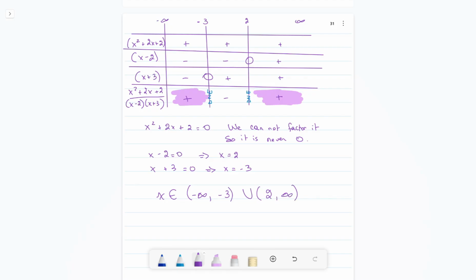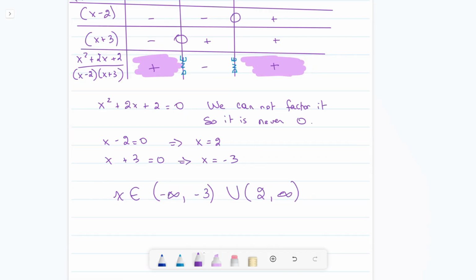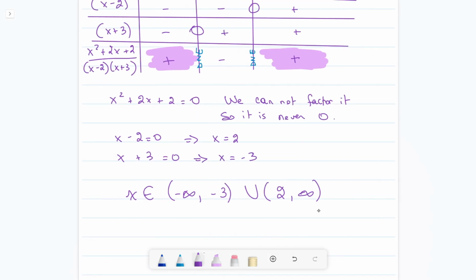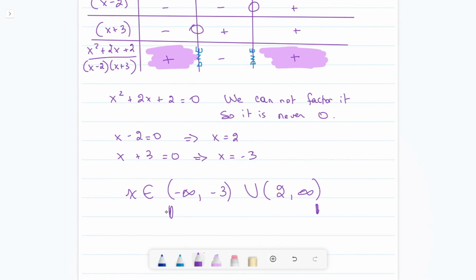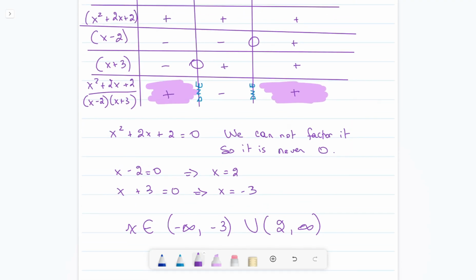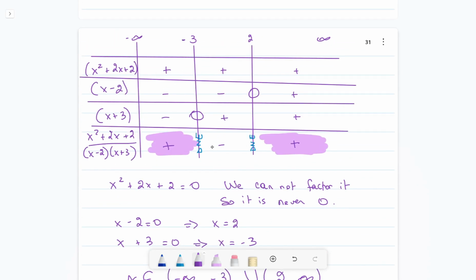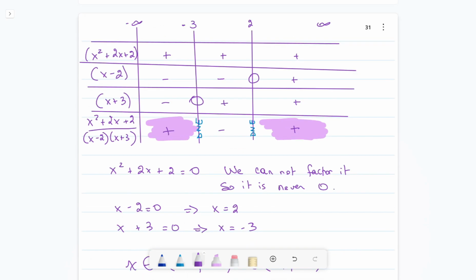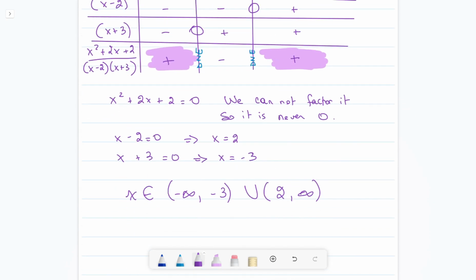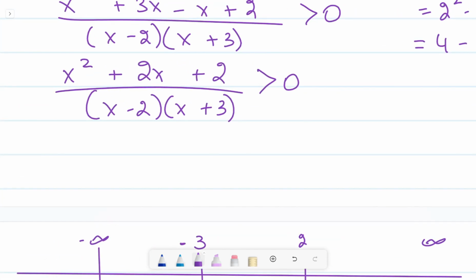The reason I'm using open brackets is because anywhere we have infinity, it has to be open. And we already agreed that it does not exist when x is -3 and when x is 2, so I have to use open brackets. And the last thing is that the inequality is greater than 0 and not greater than or equal to 0.